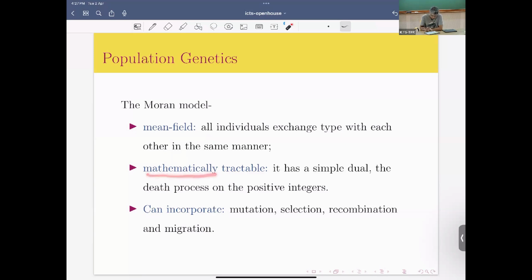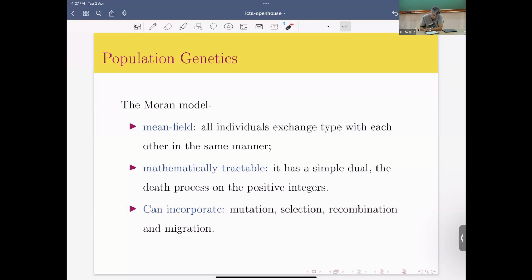Mathematically, in all these population genetic models, you require a dual that runs in reverse time. So your process is running forwards in time, and there's a picture backwards in time, and that's called the dual. And the Moran model has a very simple dual, which I will not go into. That's what makes it very handleable.